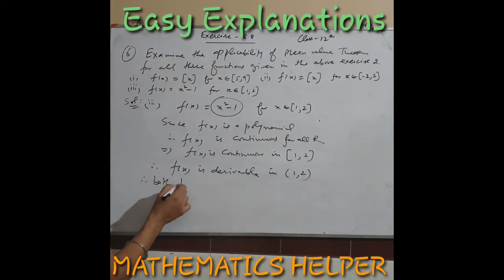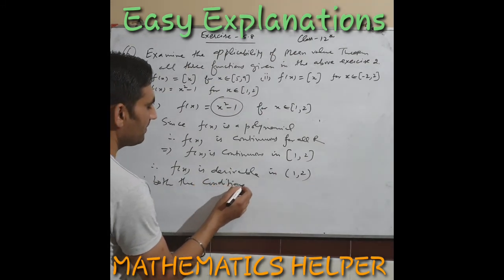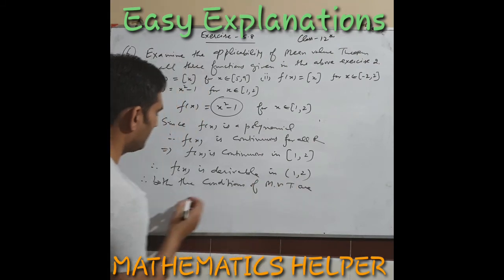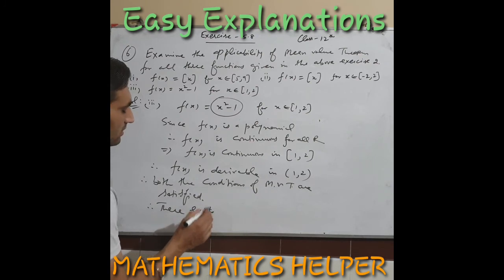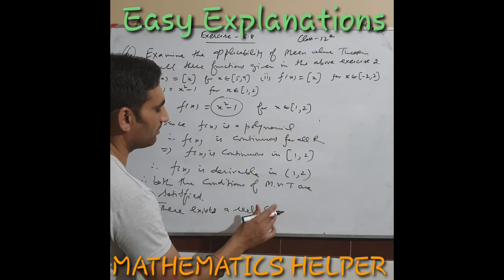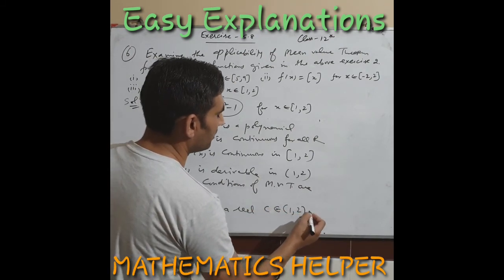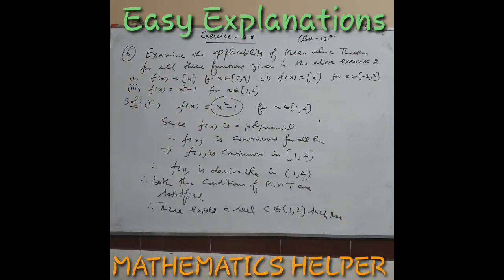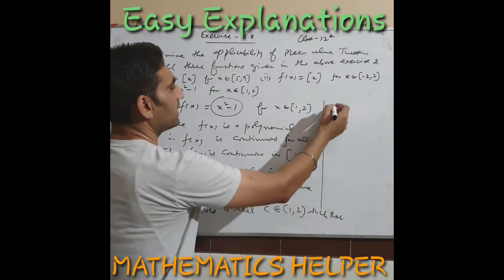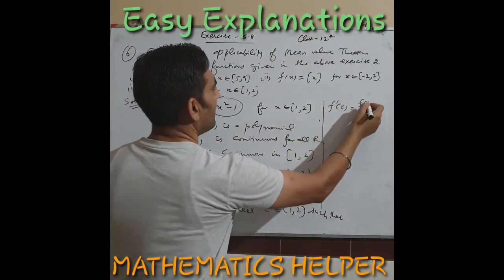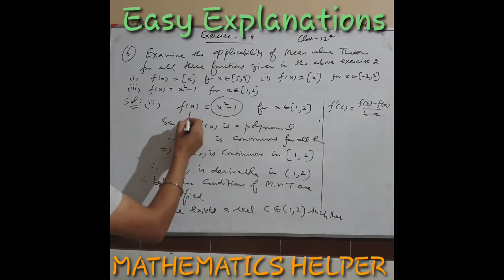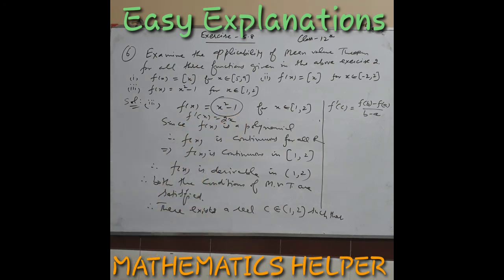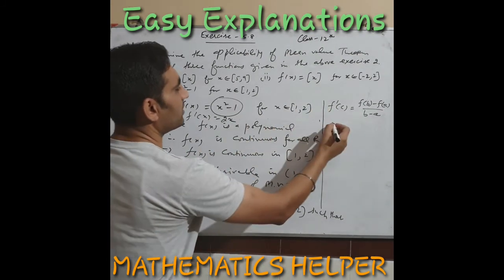Therefore both the conditions of mean value theorem are satisfied. Therefore there exists a real number C belongs to the open interval 1, 2 such that, what will you write for mean value theorem? Try to remember, f dash c equal to f(b) minus f(a) over b minus a. What is the derivative of this f(x)? It is 2x. So f dash c, put c in place of x, is 2c.